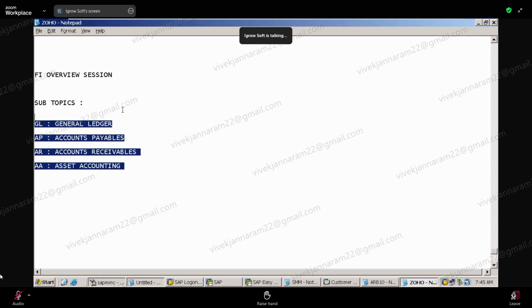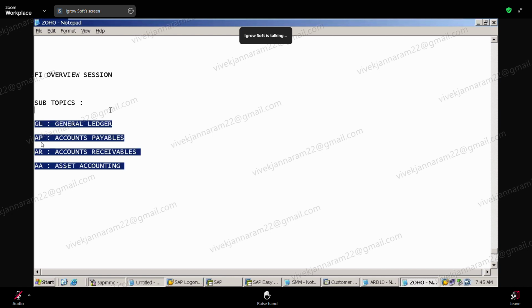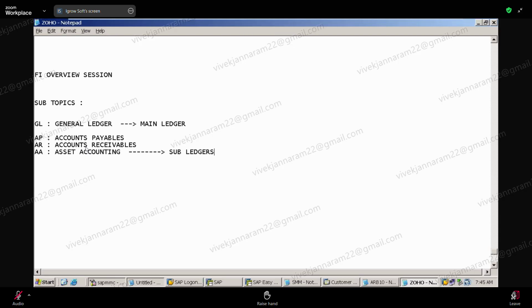But now in the index, if you see in the book, this will be the syllabus: first topic, second topic, third topic, fourth, like that. It will be in serial order. But actually, all of them are not equal. Here this general ledger is the main ledger. These three are the sub ledgers. Sub ledgers means what? Subsidiary ledgers.